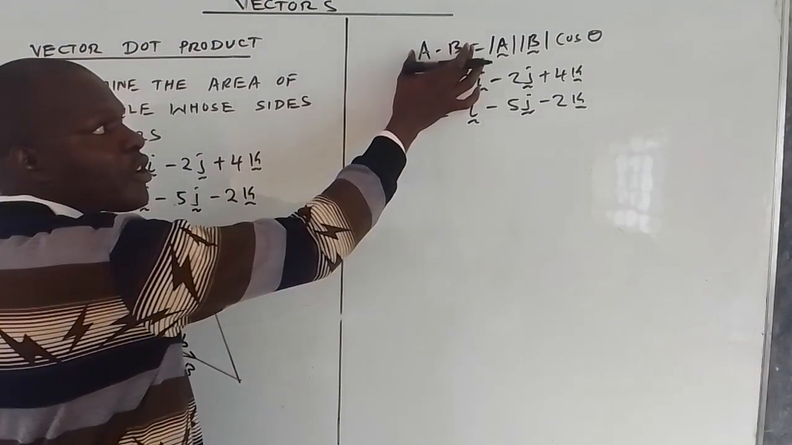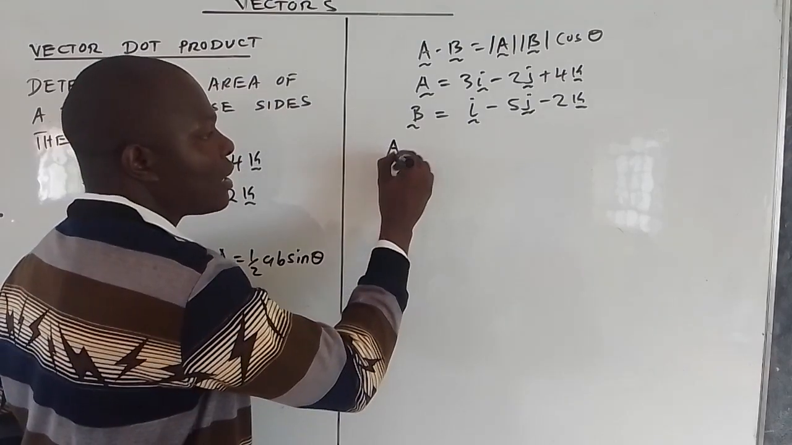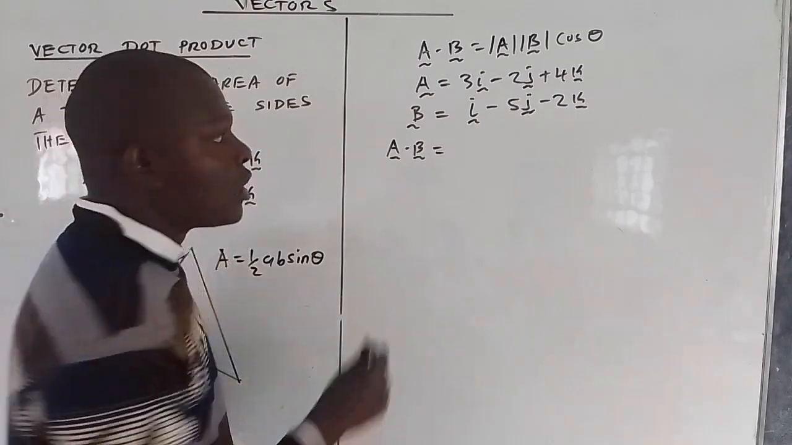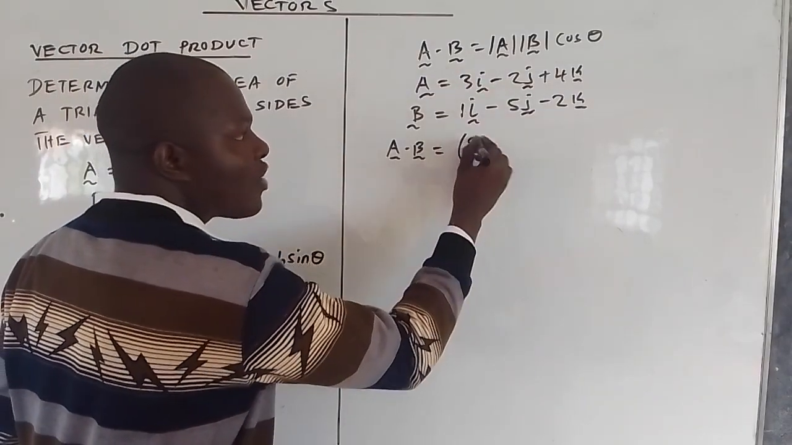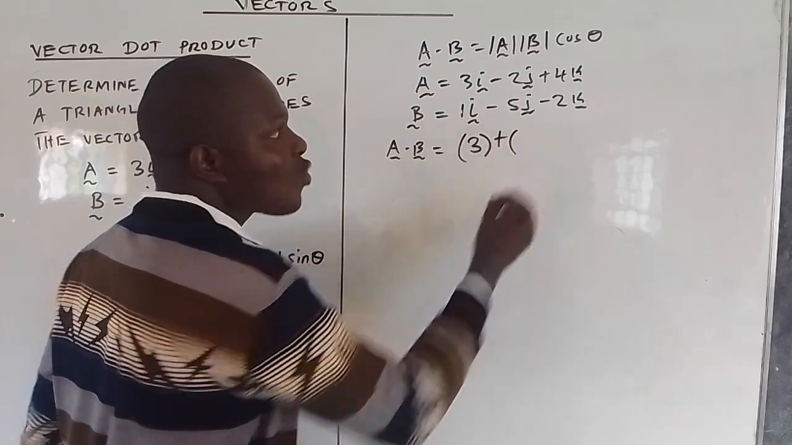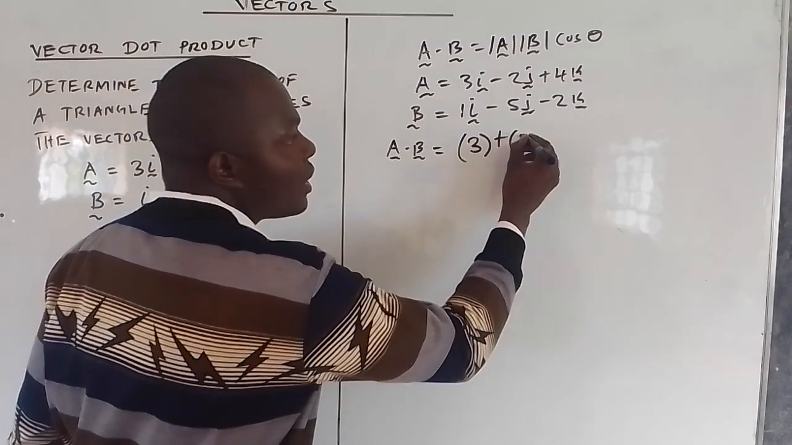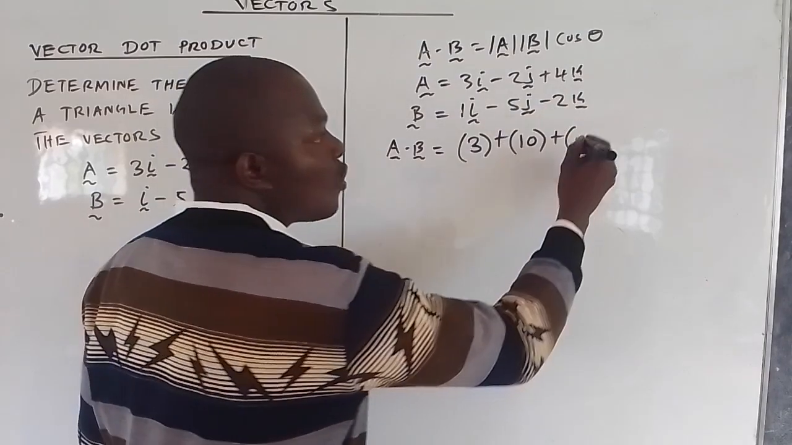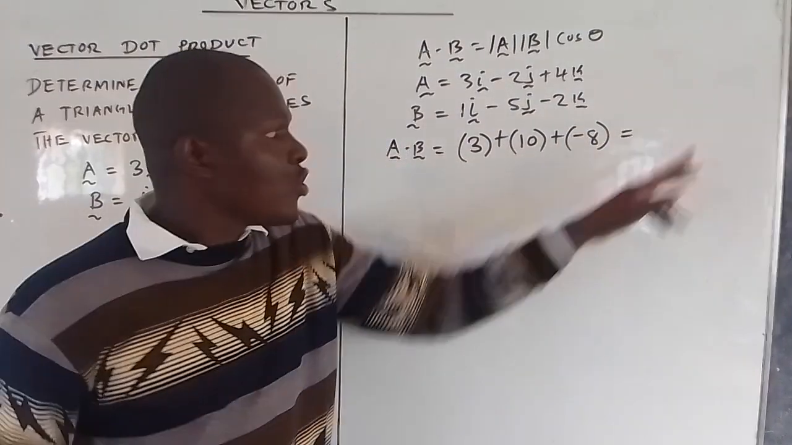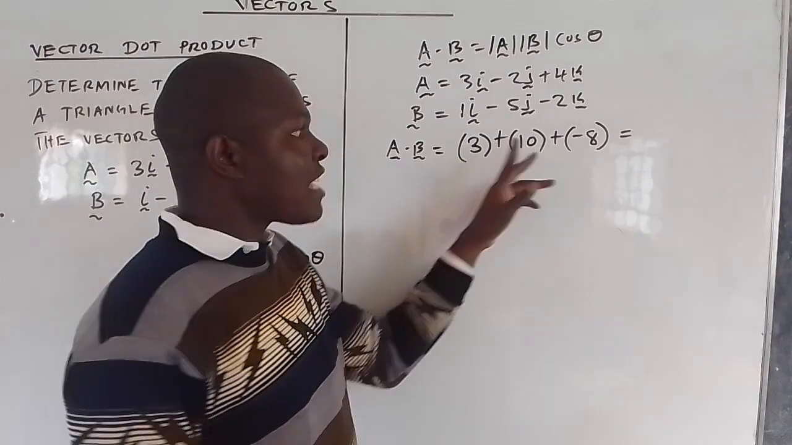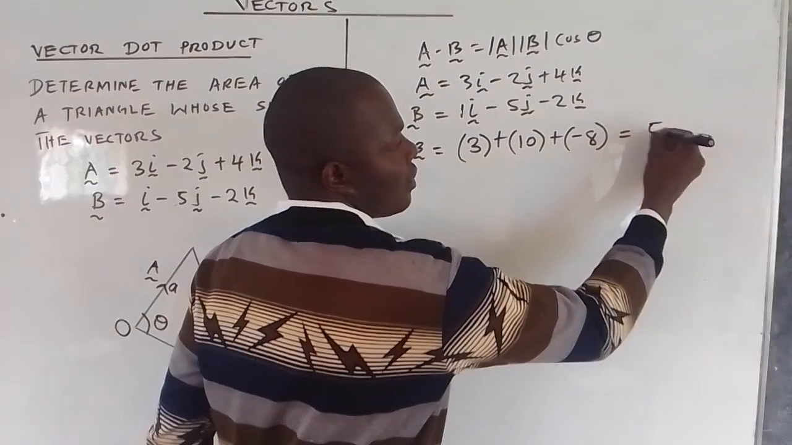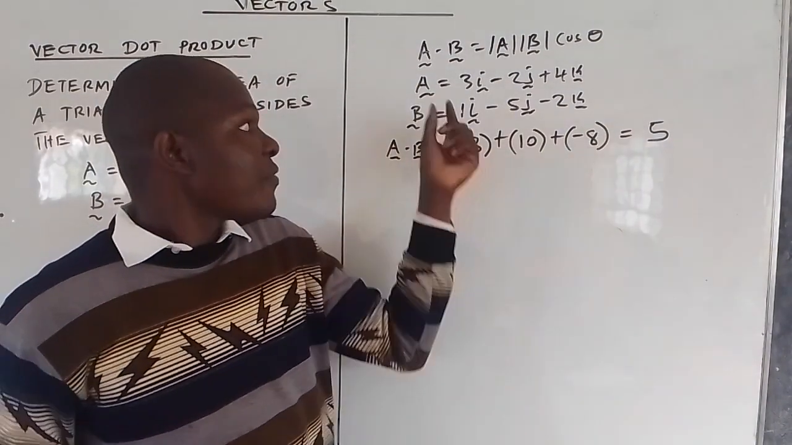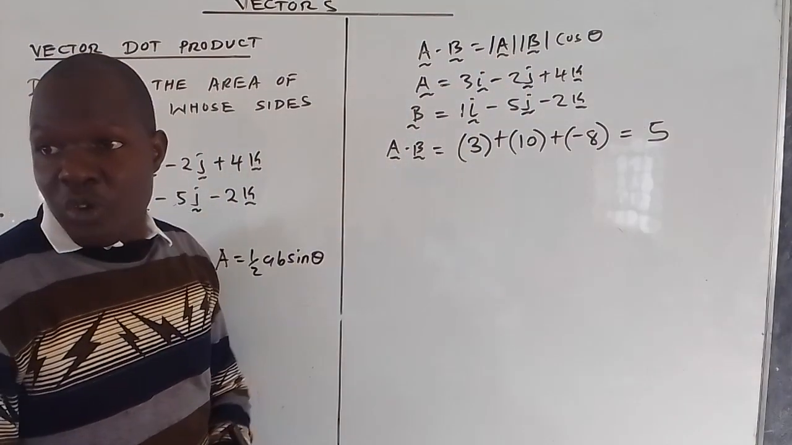So the first thing we are looking for is A dot B. It is x times x: 1 times 3 gives 3. Then plus y times y: negative 2 times negative 5 is positive 10. Then plus z times z: positive 4 times negative 2 is minus 8. So at the end, 3 plus 10 plus negative 8, you get 5, because 13 minus 8 is 5.